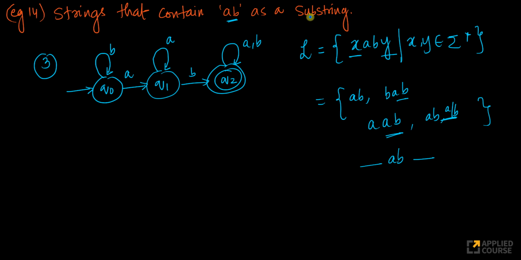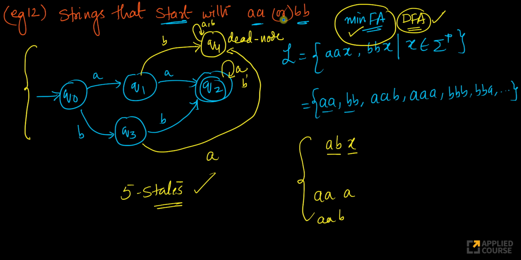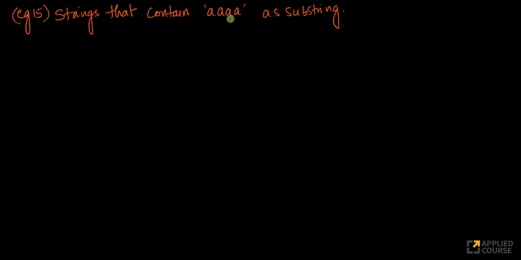So now we have seen substrings also. Look at the way we are progressing. First, we looked at starting with something, then ending in something, then as substrings. Now, what if I want to have something more complicated as a substring?